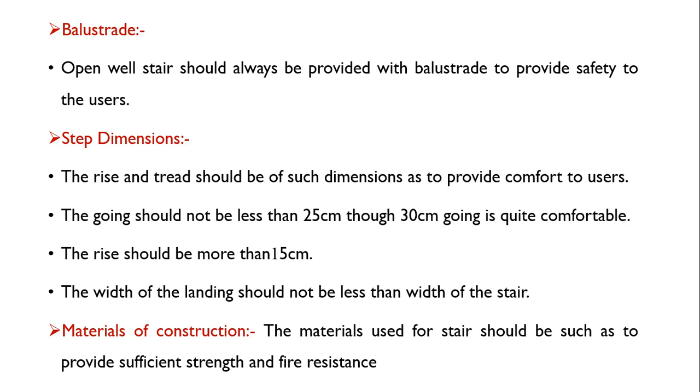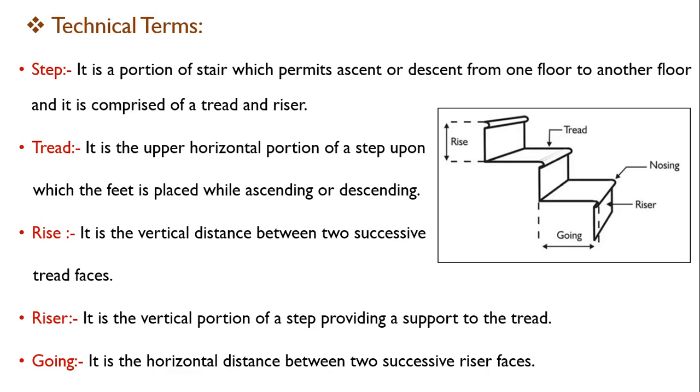Materials of construction is important. As far as materials of construction are concerned, the materials used for stair should provide sufficient strength and should be fire resistant. As far as possible, the material used for the stair should be sufficiently strong, durable, and fire resistant. So this is all about the requirements of a good stair.